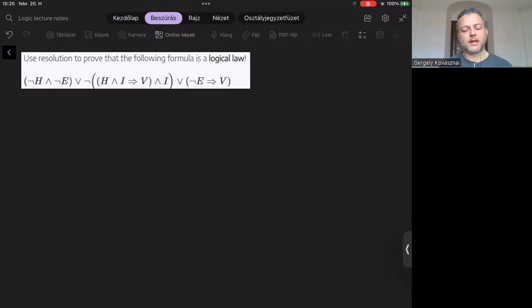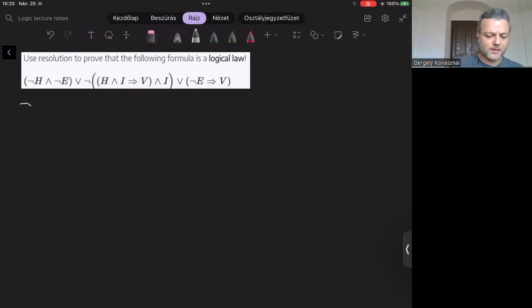This means that basically we should negate this formula. If we could prove that the negation of this formula was unsatisfiable, then it would mean that this formula would be a logical law. Okay, so let's do it. Let's negate this formula first.